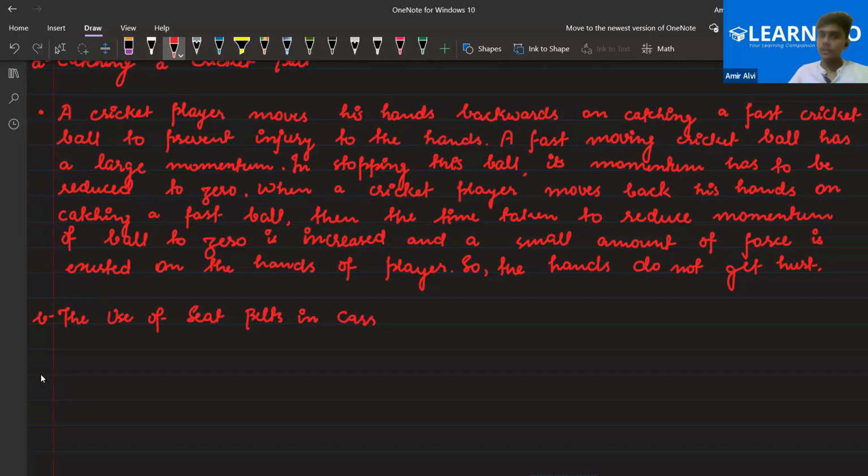So seat belts are used to prevent injuries in case the momentum is changed suddenly. When the driver applies the brake suddenly, the momentum is reduced to zero. When seat belts are applied, that will basically increase the time for the body to move in the forward direction. So that's why the force exerted will be less. There might be some injury, but the injury will not be that severe as it would be if we did not have the seat belt. Right, everyone? In simple words.